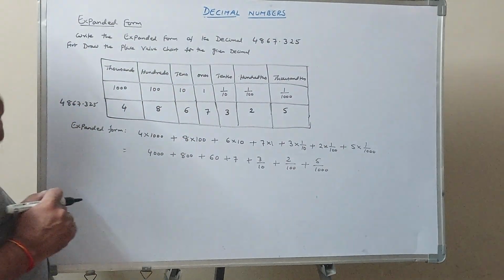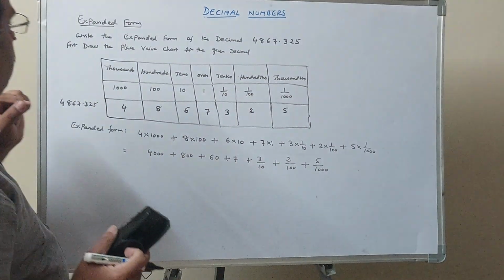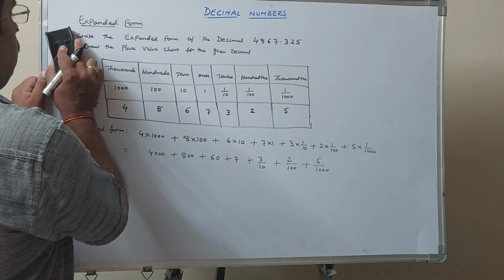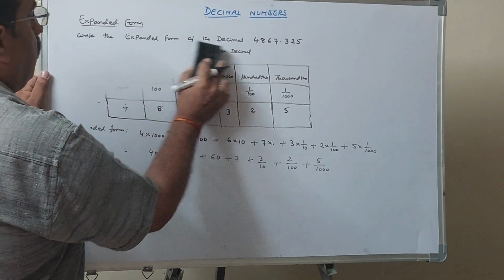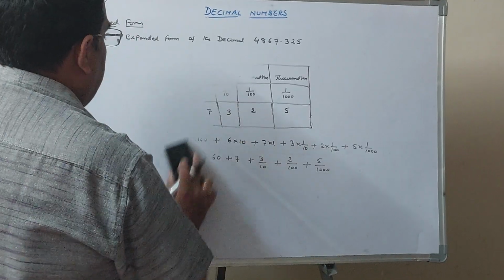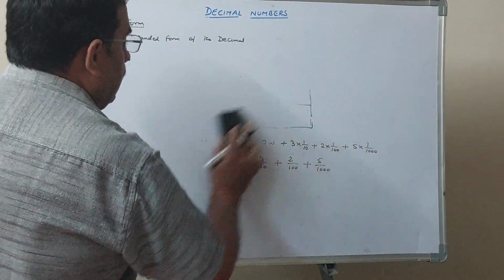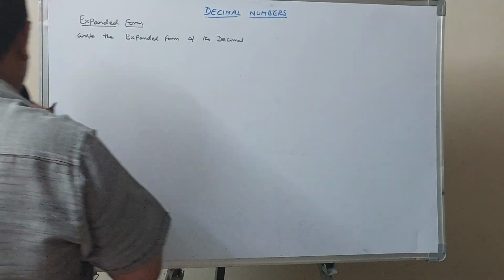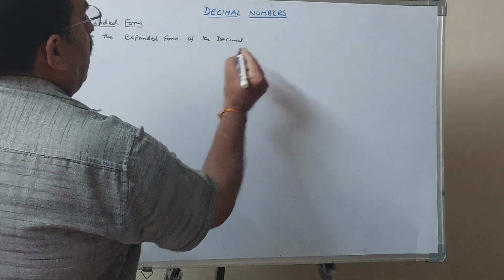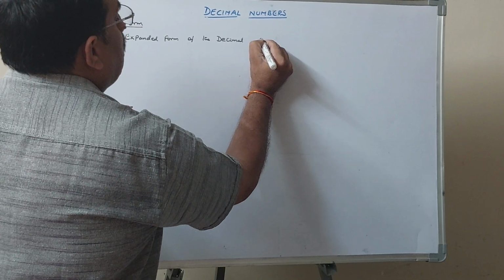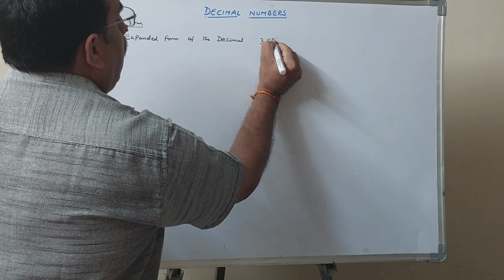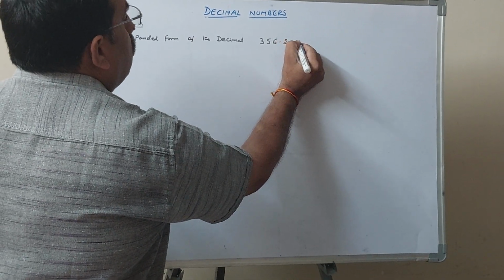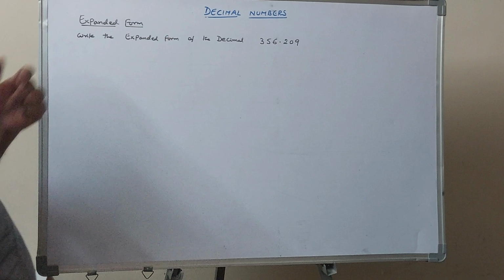Okay. One more example I will show you here. Pause the video to note it down. Write the expanded form of the decimal 356.209. So how to write the expanded form?